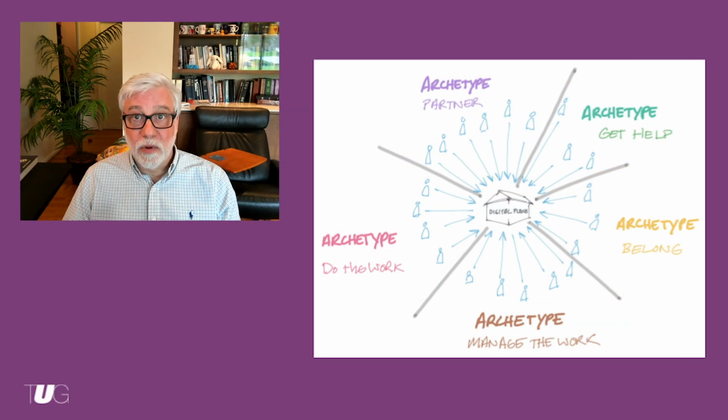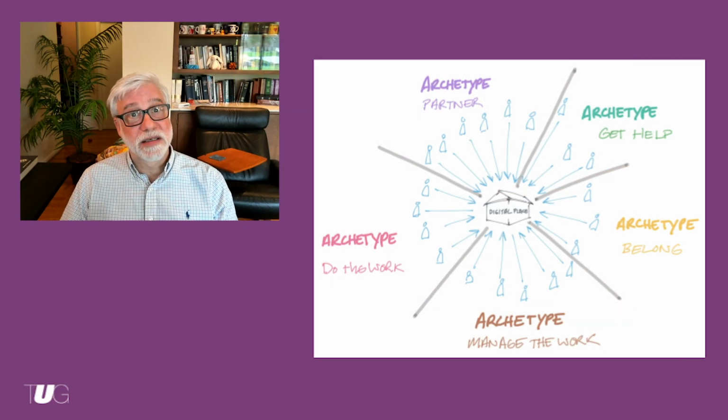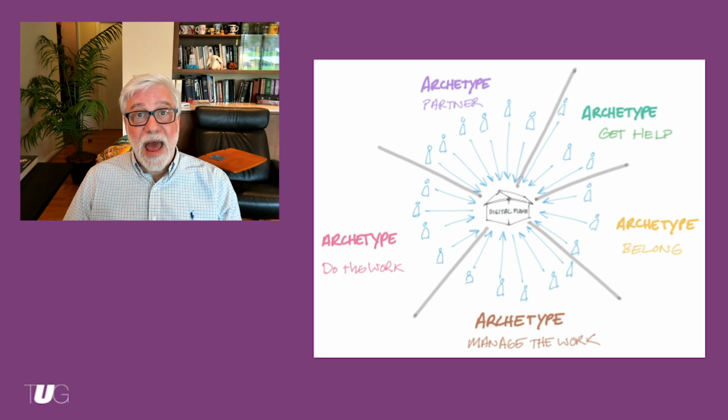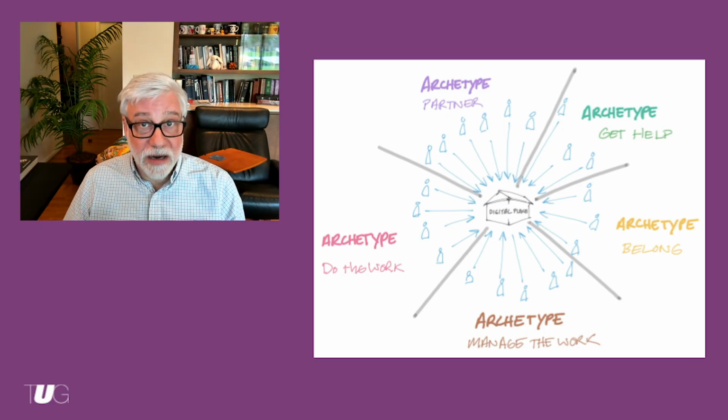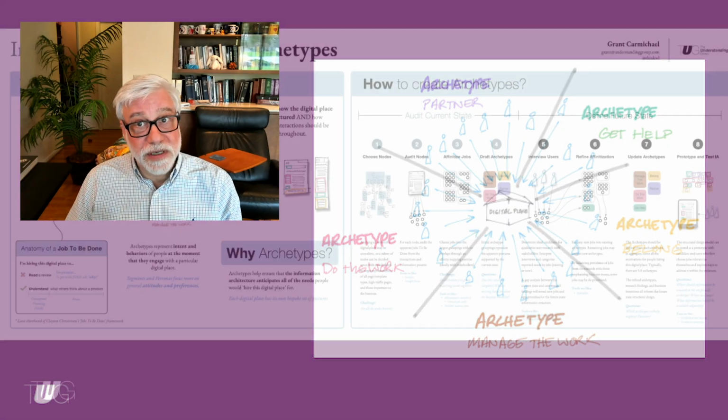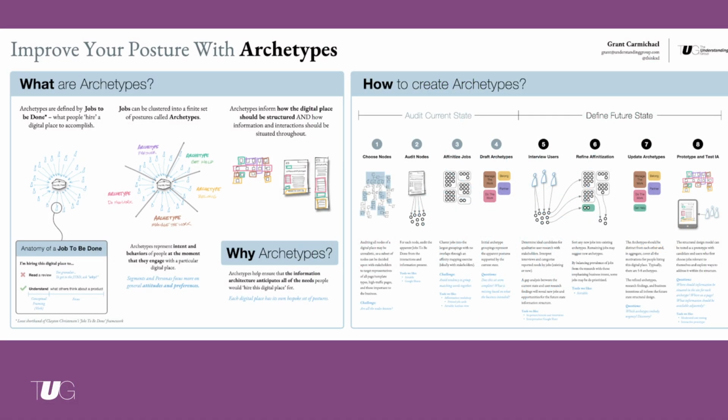Now, in these cases, we have found good success employing a version of the jobs to be done analysis that Jim Kalbach talks about, and combine that with a method we've developed that groups those jobs into clusters representing common postures or intent of visitors as they're coming for a particular visit. If you'd like to learn more about this particular technique, my colleague Grant Carmichael has a poster about jobs to be done and archetypes in the poster session.